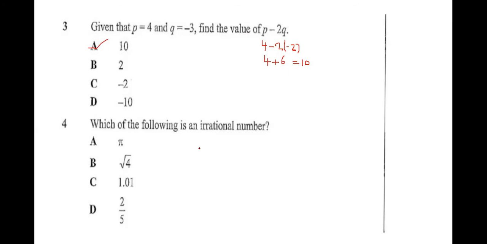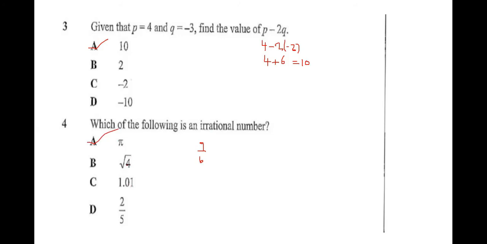Now, irrational numbers are numbers that cannot be expressed in a fraction form, A over B, where A and B are both whole numbers, or numbers that can be evaluated. All right. So which of the following is an irrational number? All right, now from remembering, you know, this pi here is an irrational number. Okay, this one is an irrational number.